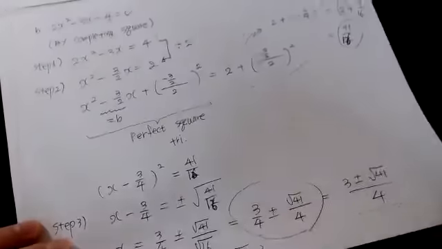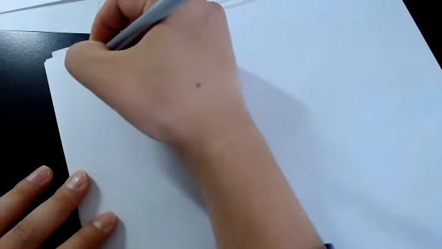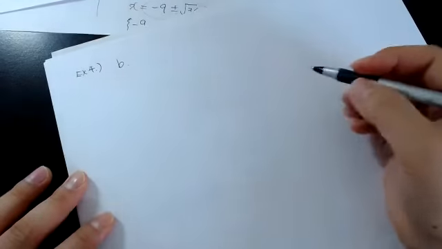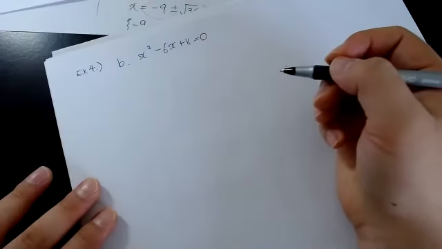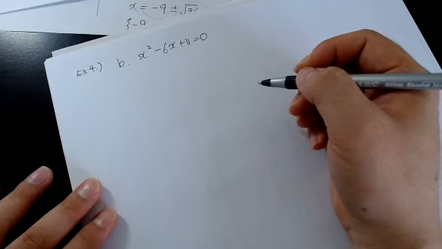Let me skip solving this one using the quadratic formula. So the next one, let's see one more problem having an imaginary solution. This is example 4 in the textbook, problem B: x squared minus 6x plus 11 equals 0. So what are you going to do? Let's see.